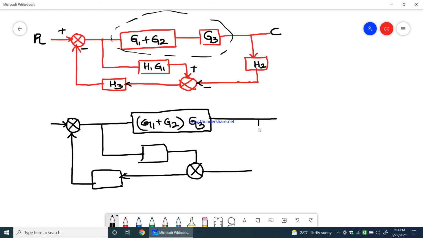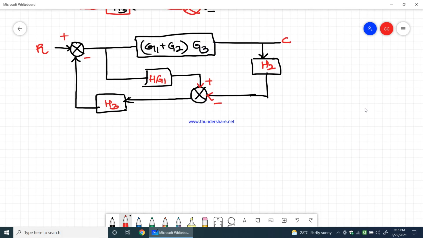You need to write separate block diagrams like this. Whatever separate diagrams I'm writing, you should write them in the exam too when you're writing the answer for this. So this is H2, C, H1 G1, H3, plus and minus, this is R.